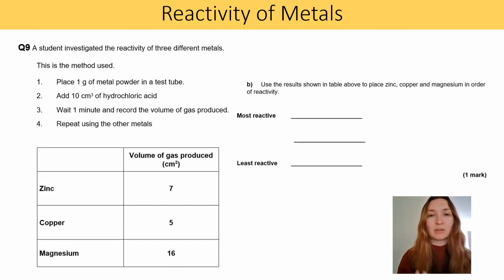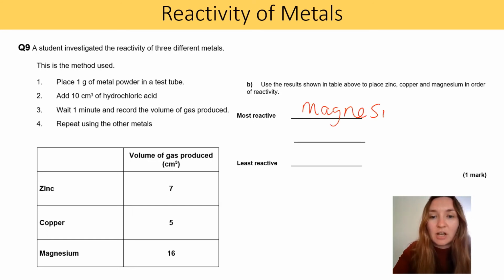Now I'm going to put my scientific hat on and I'm going to think about which one must be the most reactive. If something's really reactive, it's going to produce lots of the gas in this case. So the thing that is the most reactive is the magnesium, because it's produced the biggest volume of gas. So therefore I'm going to put magnesium at the top of this question, because it says use the results shown in the table to place these metals in order of reactivity. So magnesium is going to go at the top of my list.